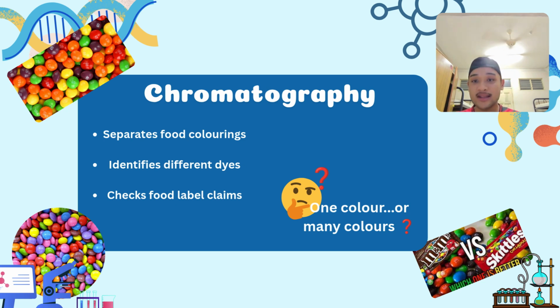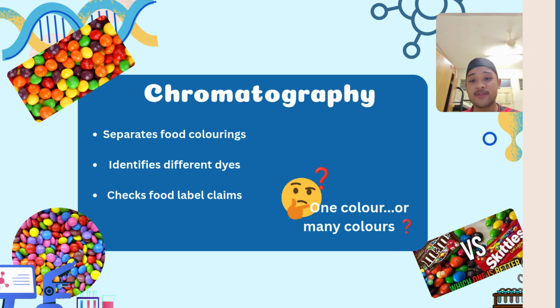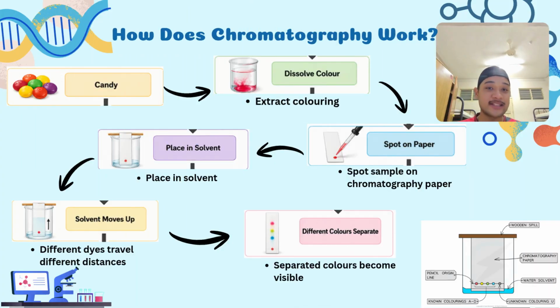Chromatography is an analytical technique used to separate the different components in a mixture. In food analysis, it helps identify the dyes present in candies, drinks, and other colored food. This allows manufacturers and food inspectors to verify whether the coloring matches the product label and meets food safety regulations. The process is actually quite simple.